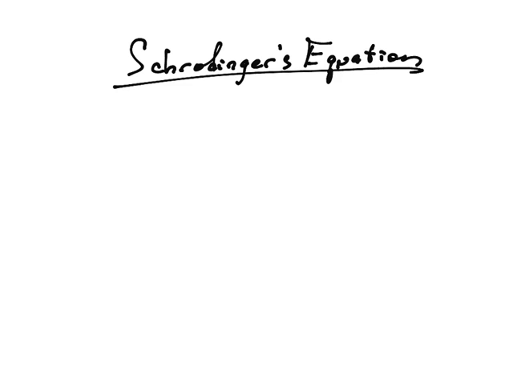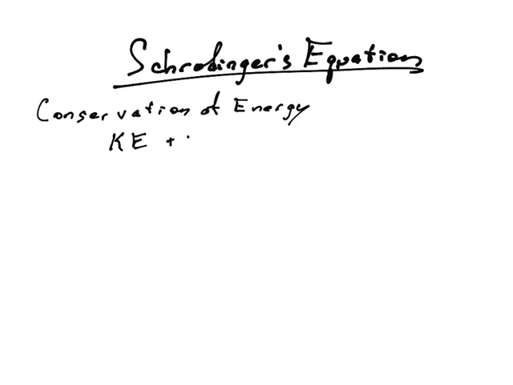Well, first of all, you have to know that Schrodinger's equation is really conservation of energy. At its heart, it's a quantum mechanical form of the statement of conservation of energy. And if you remember what conservation of energy really says, at its most basic, it's mechanical energy. It says kinetic energy plus potential energy is equal to a constant. That constant is just called the total energy.